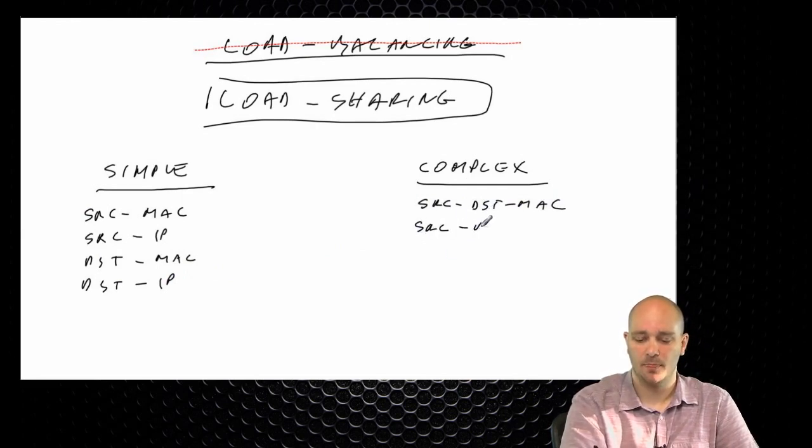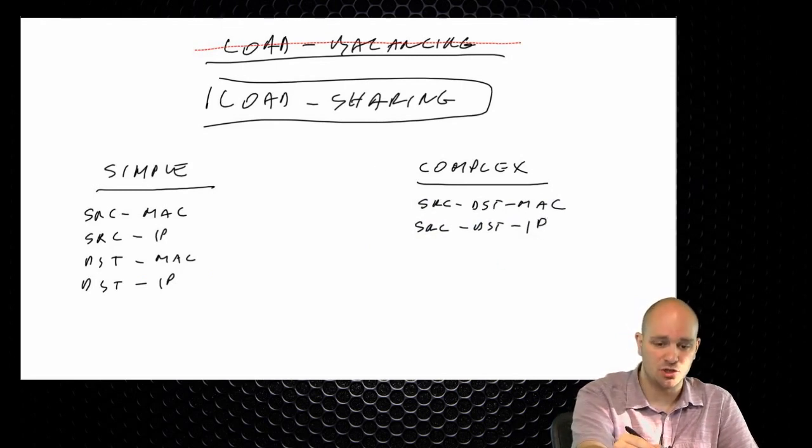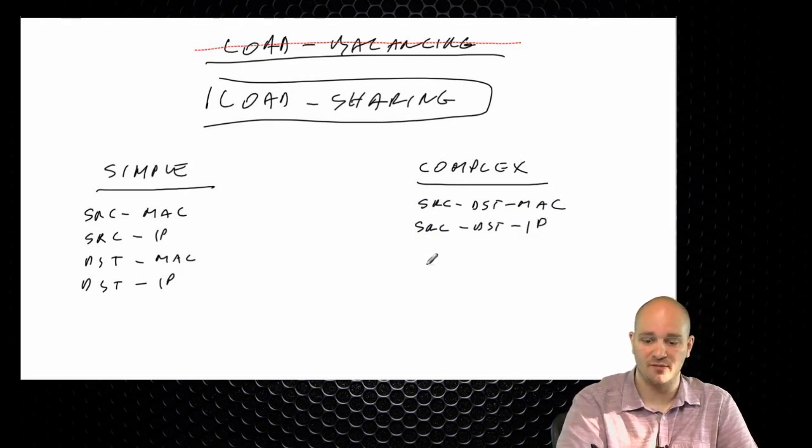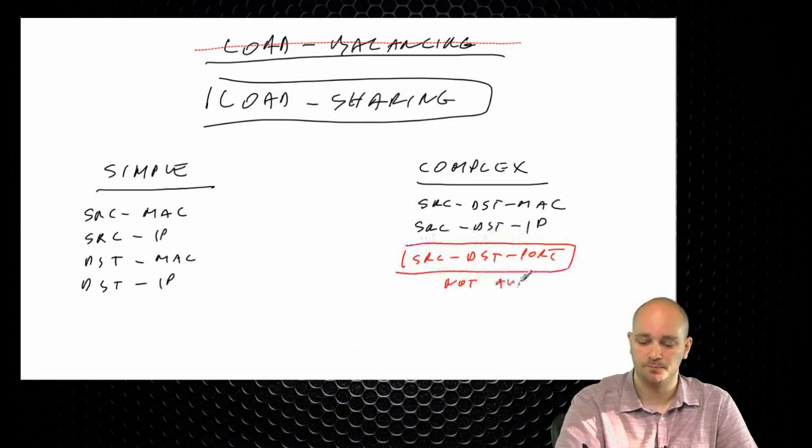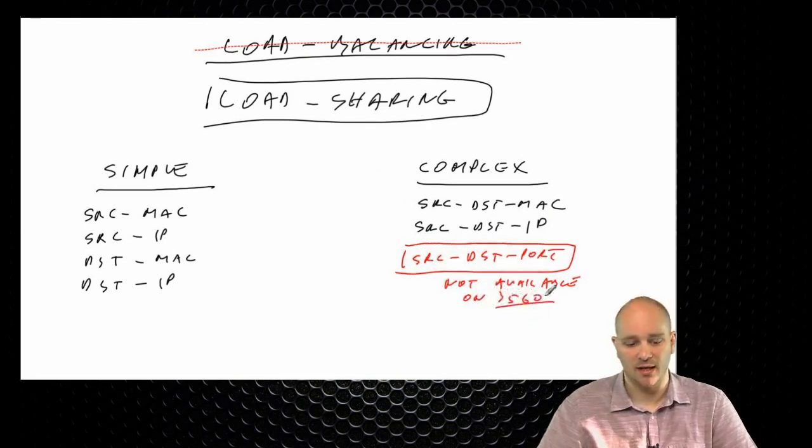It's source destination IP, and on some switches, so this is not on 3560, we have source destination port. So when port numbers are actually taken into account as well. So I'm just going to say that this is not available on 3560, but I just included it here because you might actually encounter it.